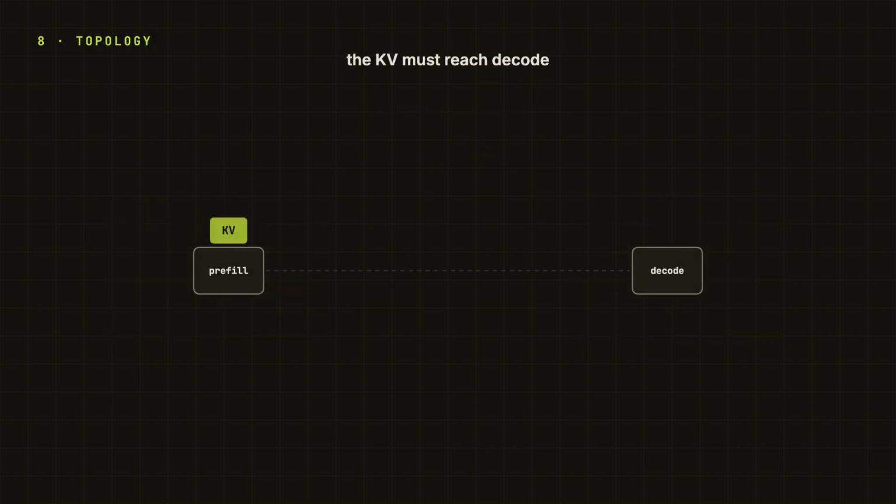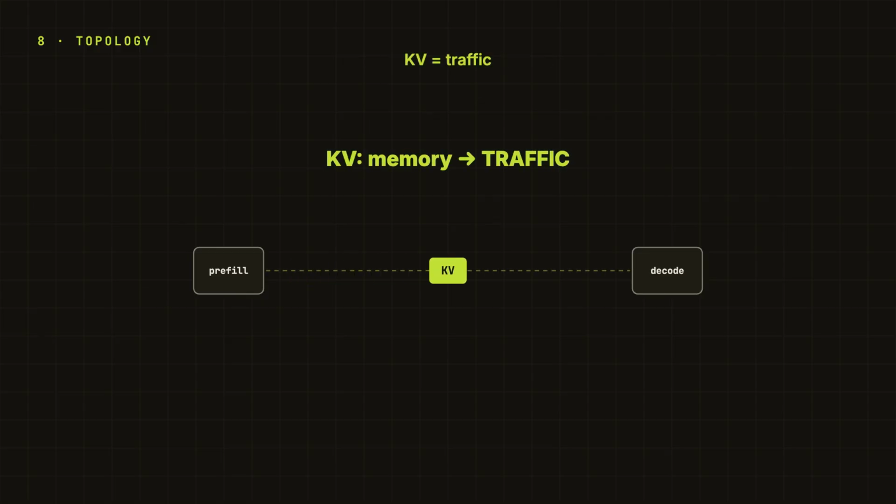The KV cache. The memory the prefill worker itself just built now has to physically get to the decode worker that's going to use it. In the last video, KV was just memory sitting on one card. Now it's a payload that has to travel across the network. So KV stopped being memory and became traffic. And suddenly, where those two workers sit matters a lot.